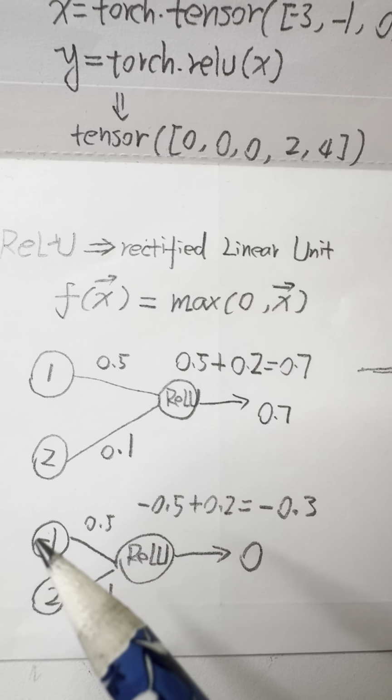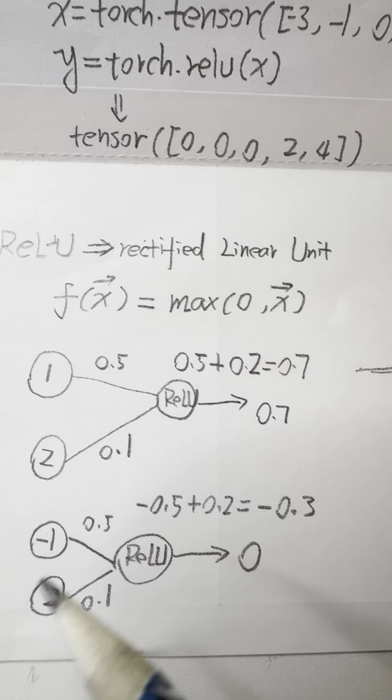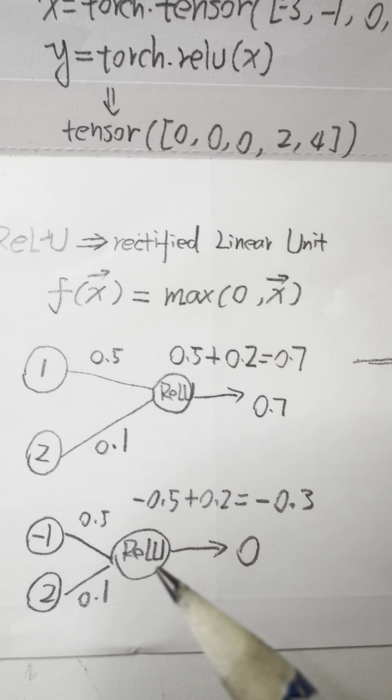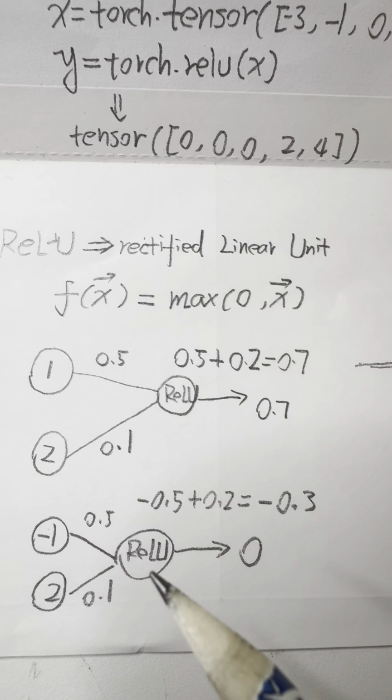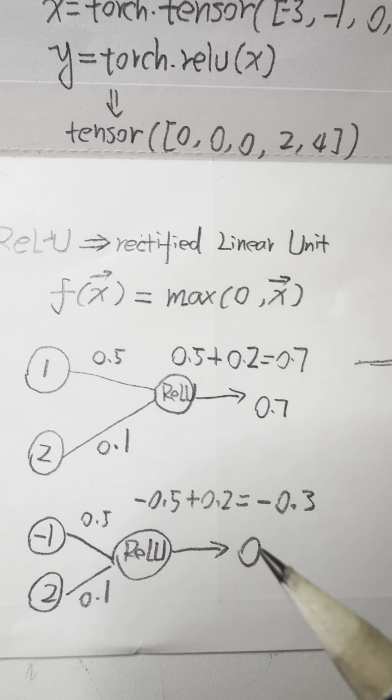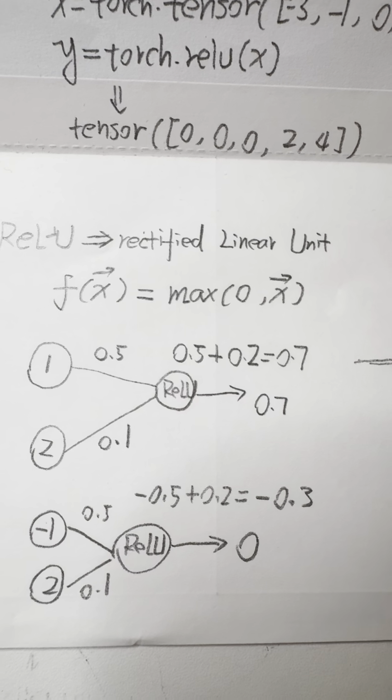And if the input is -1 and 2, and after the weighted sum the result is -0.3, because -0.3 is less than 0, the activation function ReLU would treat it as 0. Then you output 0 there.